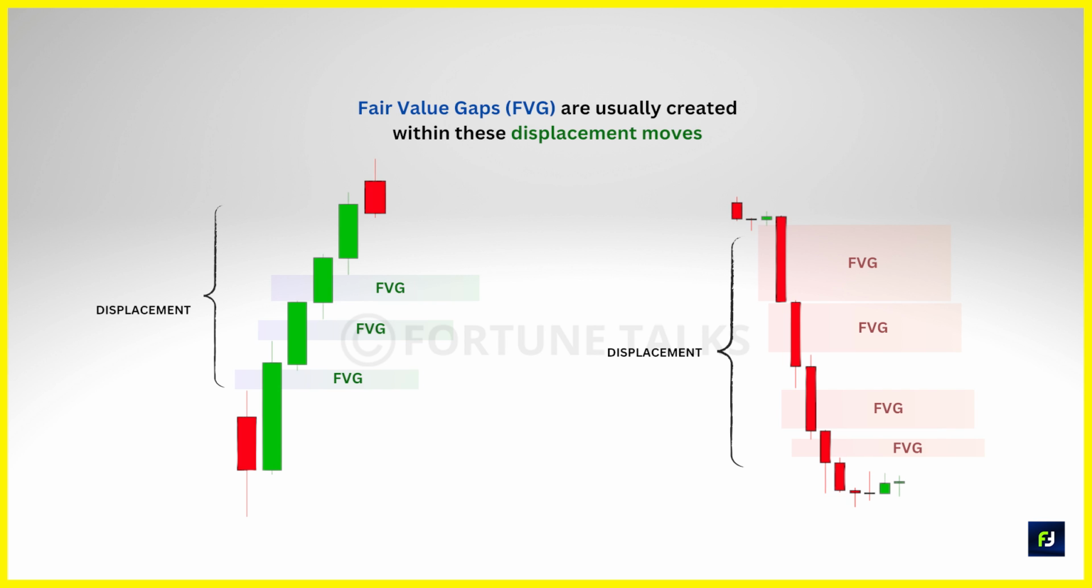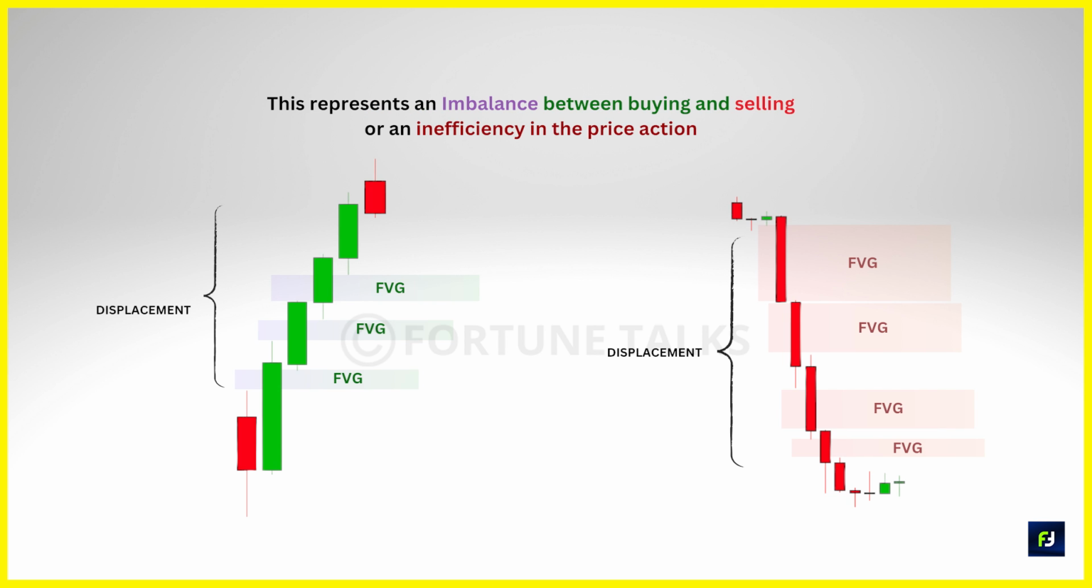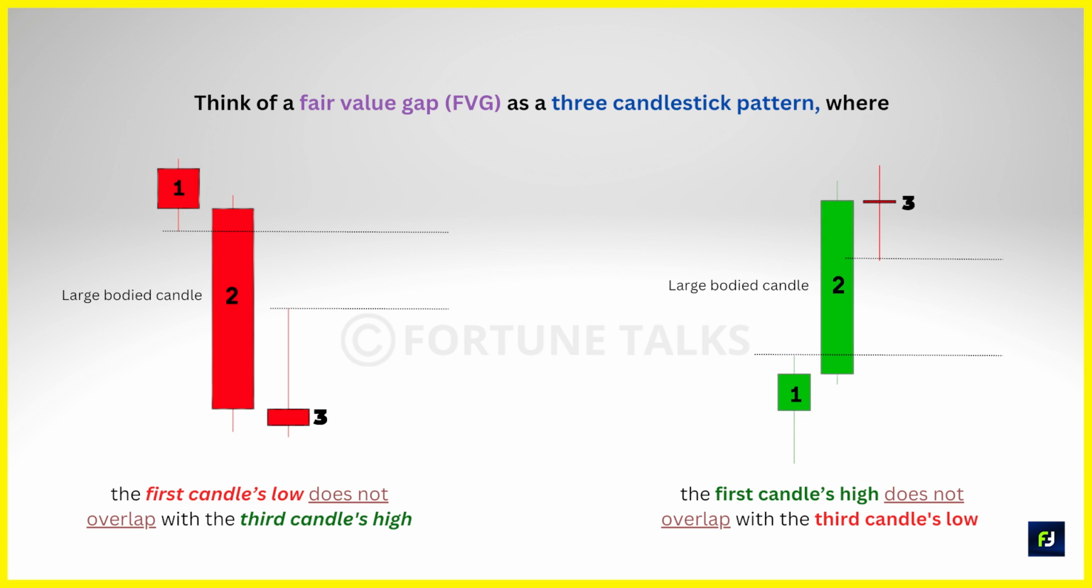The fair value gaps are created within this displacement and are defined as instances in which there are inefficiencies or imbalances in the market. These imbalances are visualized on the chart by a 3-candle sequence containing one large middle candle whose bordering candles' upper and lower wicks do not overlap. So, a bullish fair value gap is a 3-candle pattern where the high of the first candle does not overlap with the low of the third candle, leaving a gap in between. Similarly, a bearish fair value gap is a 3-candle formation where the low of the first candle does not overlap or cross the high price of the third candle, thereby leaving an imbalance in between.